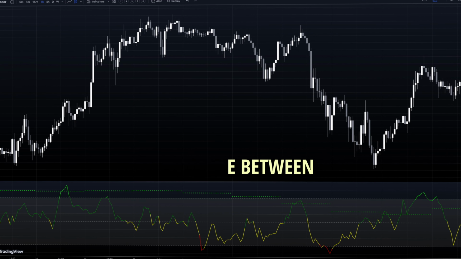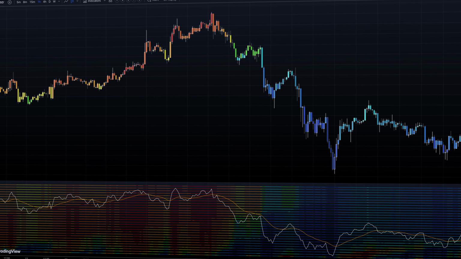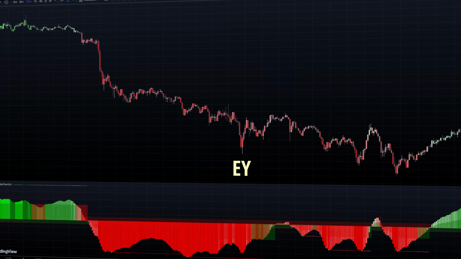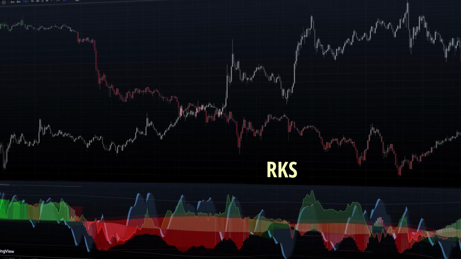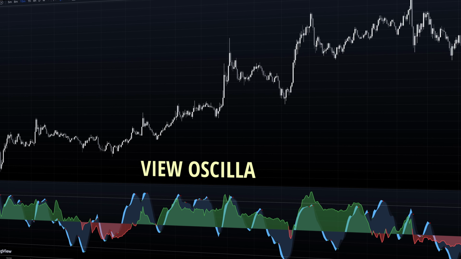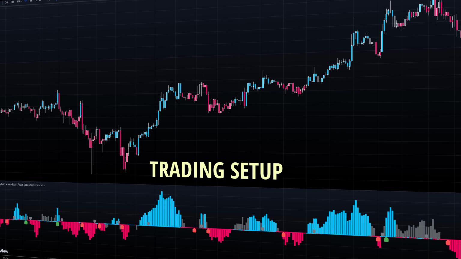There's a big difference between each type of oscillator in trading. Using the wrong one could cost you money. Today, I'll show you exactly how each type works, demonstrate 5 powerful TradingView oscillators that'll improve your trading setup.